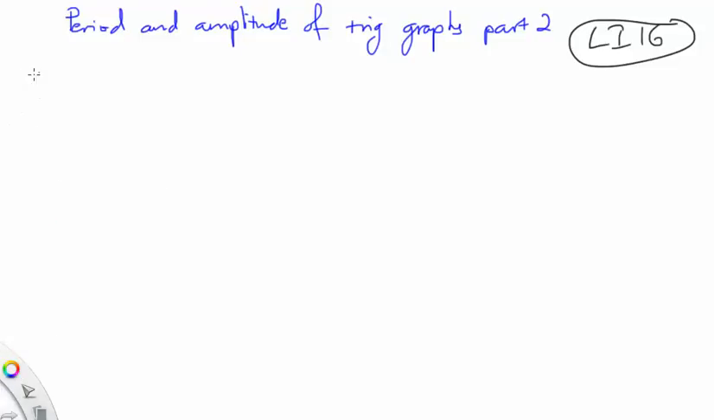So let's consider the graph y equals -5 tan, let's call it pi x on 2. Alright, I'm going to say some things about this graph.